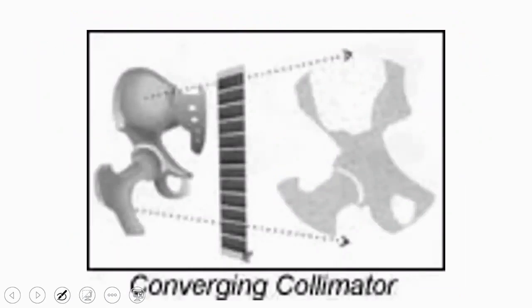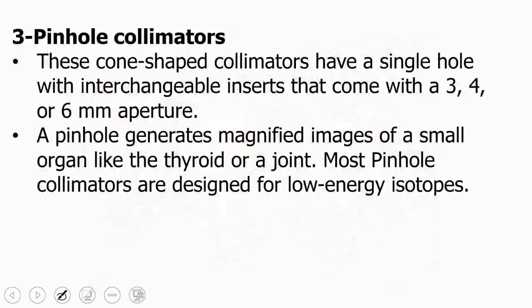We talked about converging and diverging here. It's like you're doing magnification exactly. The design of the collimator allows you to do this. Currently, the use of converging or diverging, or even the pinhole can be considered the most commonly used. As we mentioned, the holes of the pinhole have an aperture, and this aperture comes in different sizes or different diameters. 3, 4, or 6 millimeter aperture.